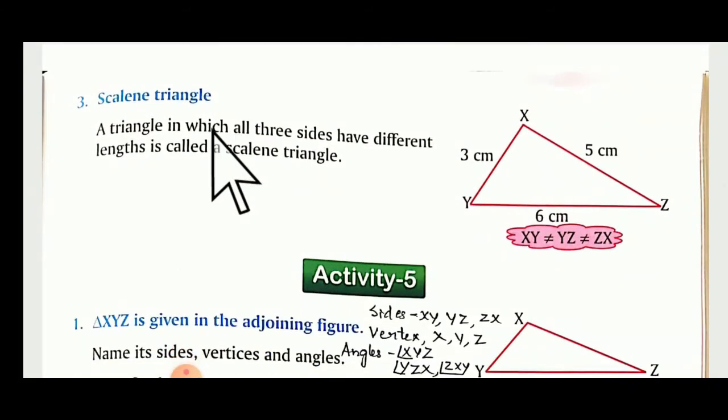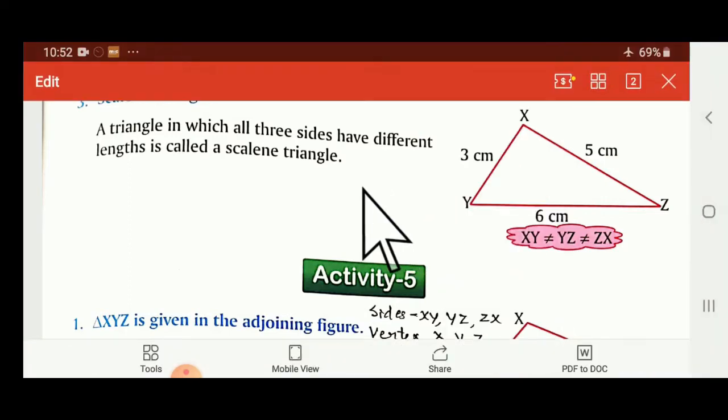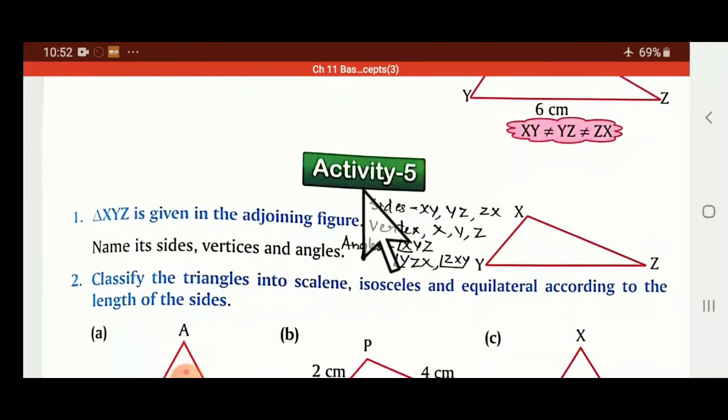Then next is the scalene triangle. A triangle in which all the three sides have different lengths is called scalene. See, you can see the measurements. One is 3, the second one is 5, and the third one is 6. All are not equal, so that is scalene. If two sides are equal, then it is isosceles.